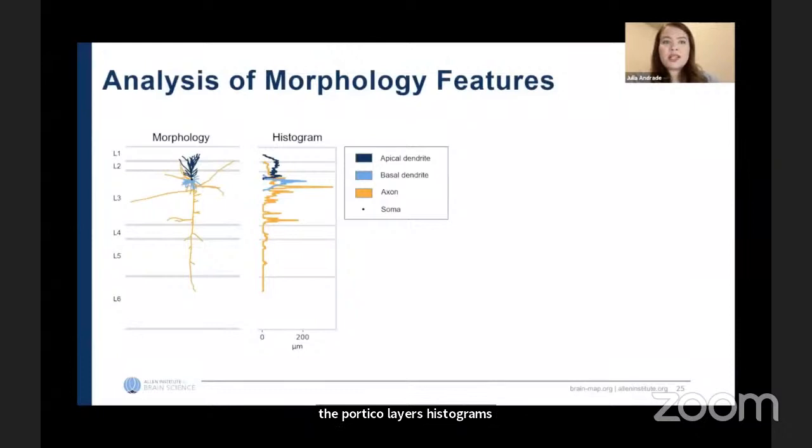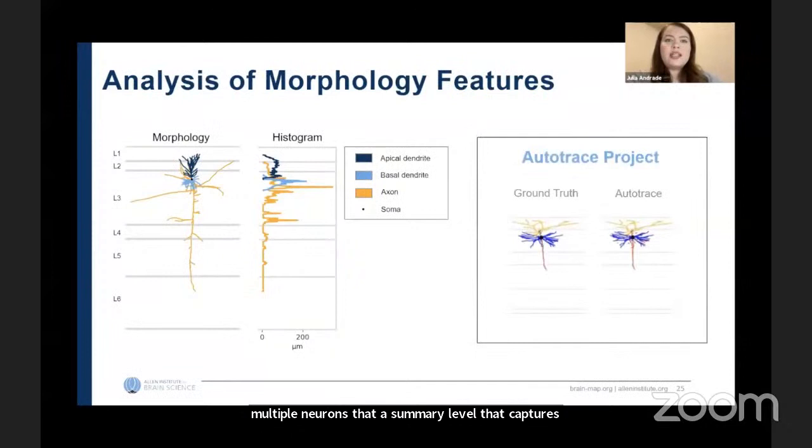Our data analyst, Matt Mallory, has been working with Olga Gliko on the AutoTrace project, in which neurons are automatically reconstructed with minimal manual intervention. Although AutoTrace still requires some minor manual edits, the model has the possibility to output 50 to 100 reconstructions per week.